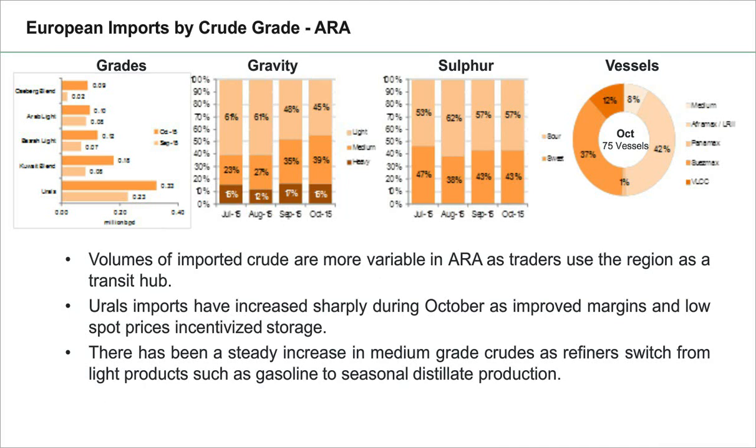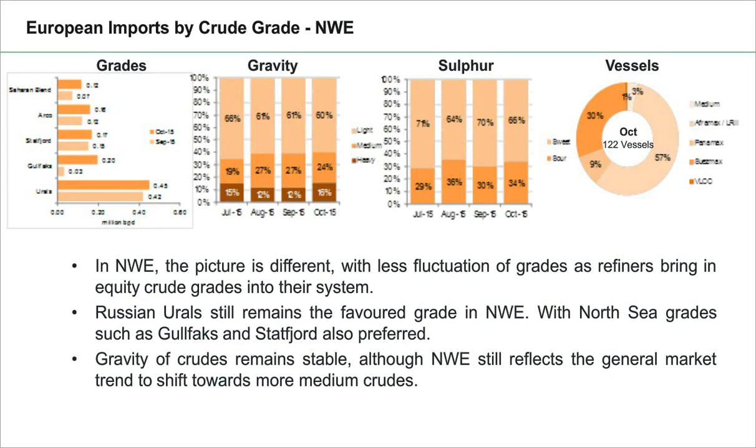If we turn our attention now to Northwest Europe, we can see that the picture is a little bit different, with less fluctuation of crude grades being imported, particularly as refiners bring their equity grades into their system. So Russian Urals still remains the favoured grade in Northwest Europe, with North Sea grades such as Gullfaks, Statfjord and Ekofisk also used quite frequently by domestic refineries.